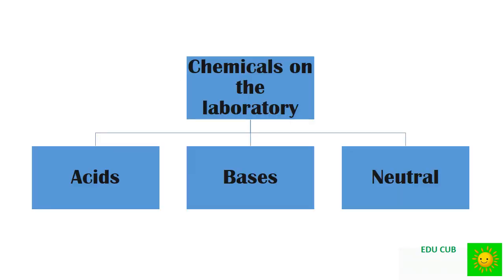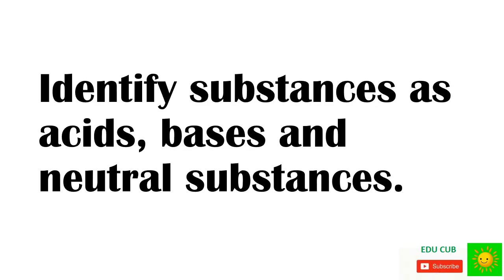The substances we use at home as well as the chemicals we use in the laboratory can be classified as acids, bases and neutral substances according to their properties. That means the chemical compounds in the laboratory or substances we use at home can be categorized into three parts: acids, bases, and neutral according to their properties. Let's identify substances as acid, bases, and neutral substances.